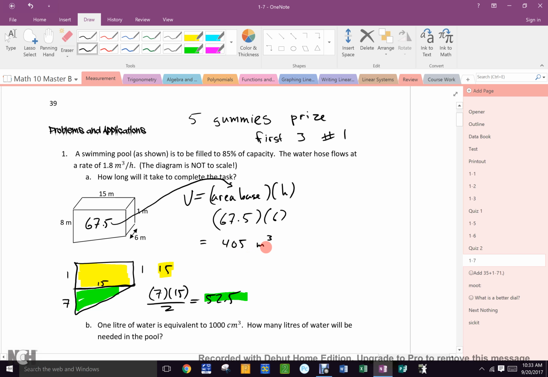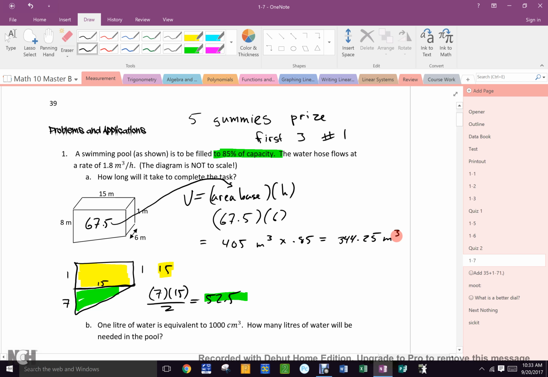Now, is that the right answer? No. Why? Because I'm only filling the pool 85%, right? So I got to multiply that by 0.85 to get 344.25 meters cubed. Everybody okay with that? That's how much water is going in the pool.